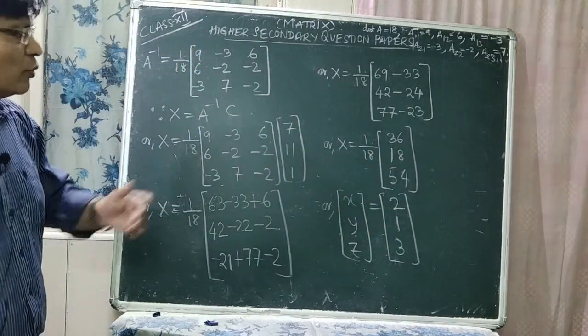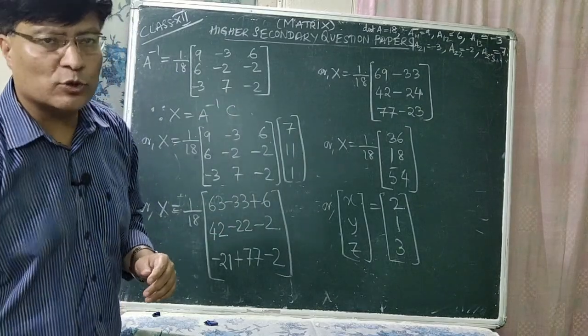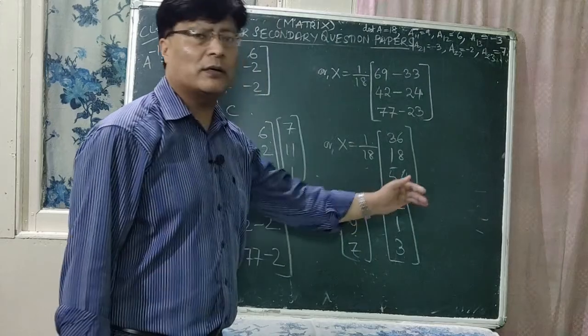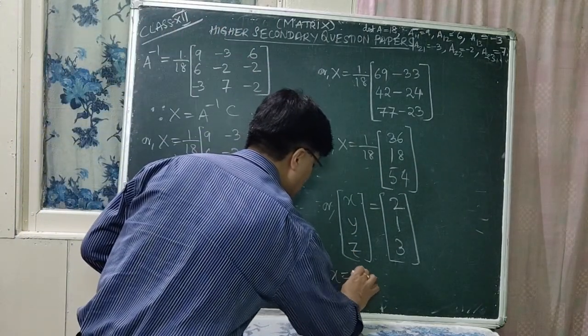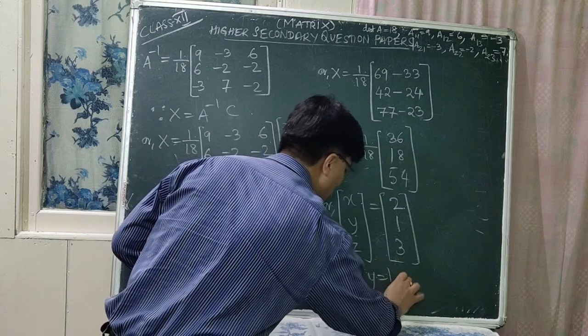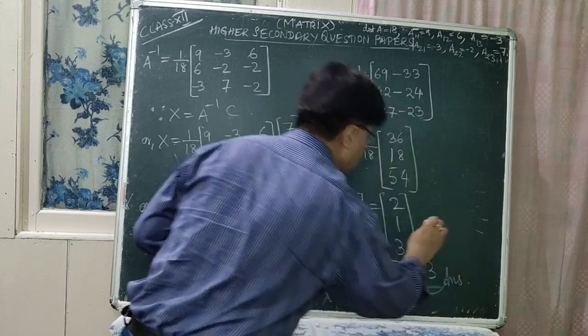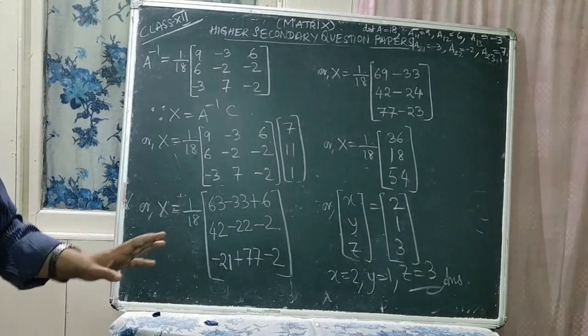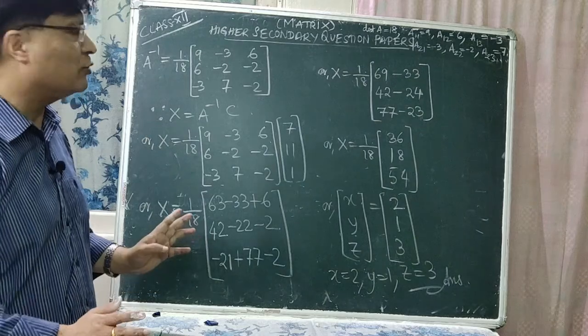Now these are the equality of two matrices. So from the definition of the equality of two matrices, you can equate the corresponding elements. That means you can equate X is equal to 2, Y is equal to 1, and Z is equal to 3. So this is the correct answer. X is equal to 2, Y is equal to 1, and Z is equal to 3.